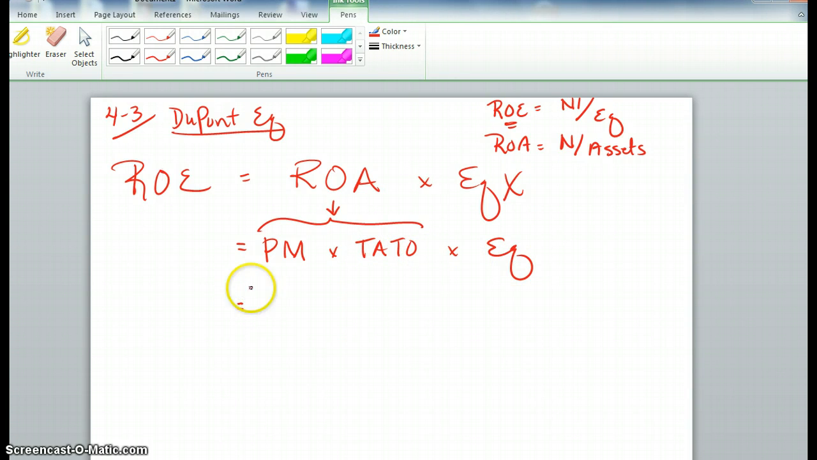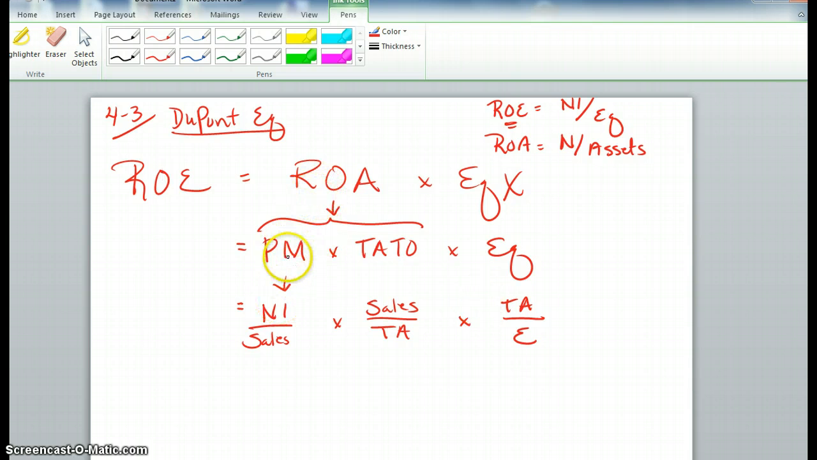Let's go one more deeper layer to see why this works. Profit margin is net income over sales. Total asset turnover is sales over total assets. And equity multiplier is total assets over common equity.